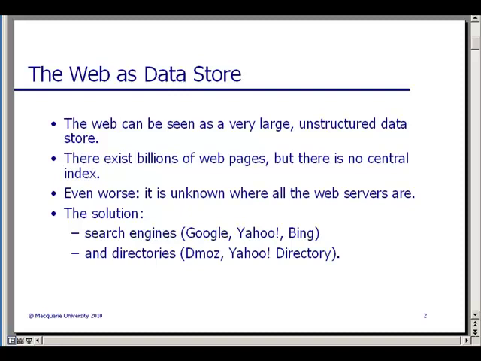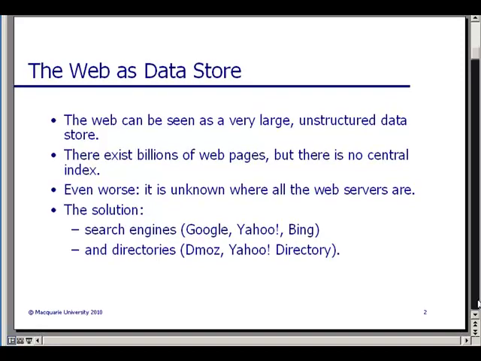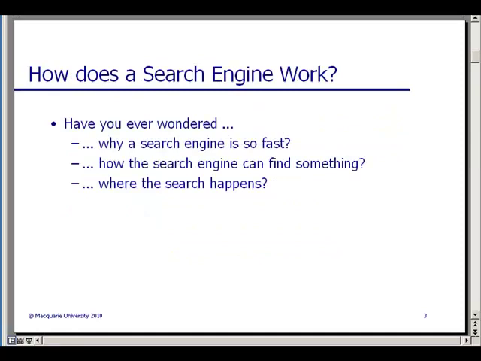Web search engines like Google, Yahoo and Bing can provide a solution for doing search. And also to some extent directories like DMOZ and Yahoo directories that allow us to build up a data store. And we have to do this frequently, and we have to maintain this data store somehow. So have you ever wondered why a search engine is so fast, given the fact that we have this large amount of unstructured data out there, and how actually a search engine can find something and where the actual search happens? So let's quickly have a look at Google.